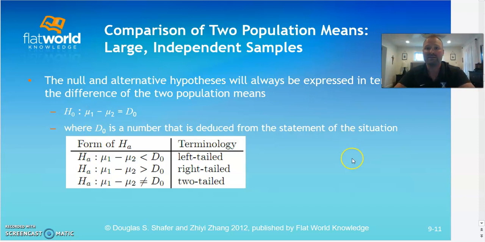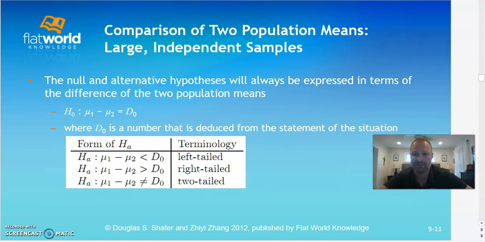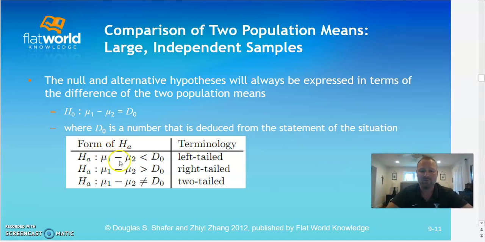So now we need to do the comparison of two population means, large and independent samples. So the null and alternative hypothesis will always be expressed in terms of the difference of the two population means, right? And remember, when we're subtracting them, if it's less, right, then we're dealing with a left-tailed test. If it's greater than, then it's a right-tailed test. If it's not equal to, then we have a two-tailed test.